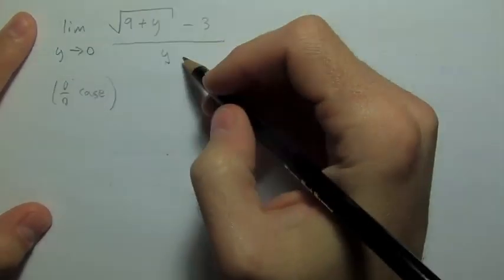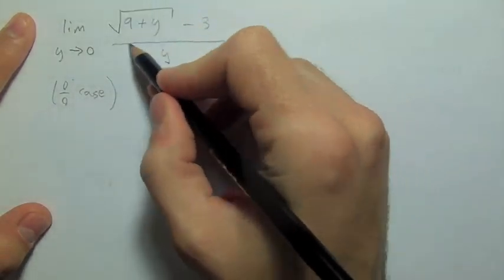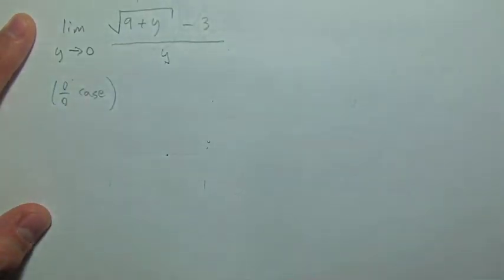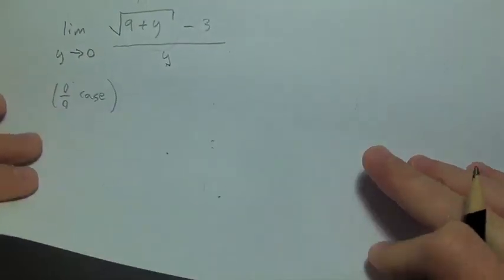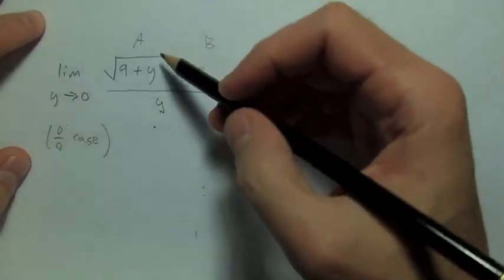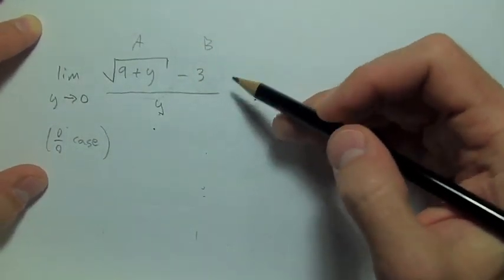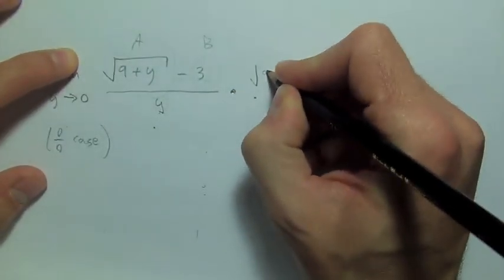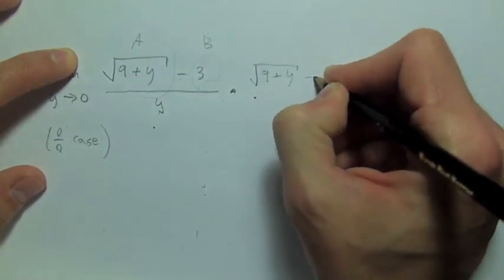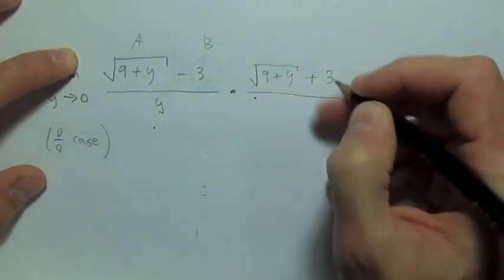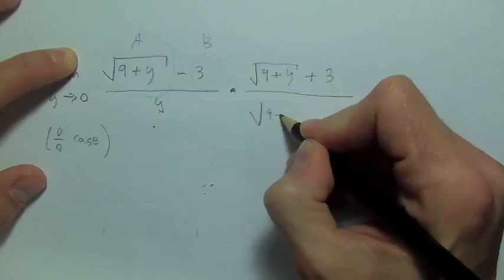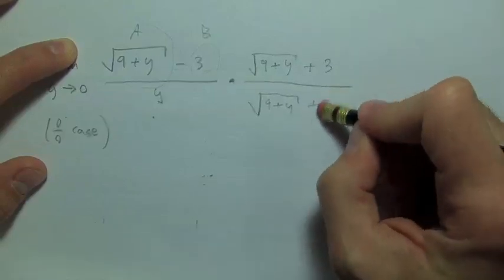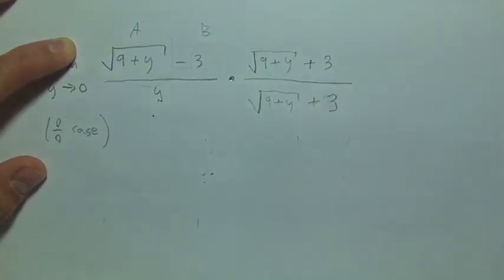And when we use a conjugating factor, I'm going to make this entire piece A, this entire piece B. Oh, you can't see what I'm writing there. Let me slow this down a little bit. I'm going to make this entire piece A, this entire piece B. So my conjugating factor is going to be the square root of 9 plus y plus 3 all over the square root of 9 plus y plus 3 on the bottom as well.